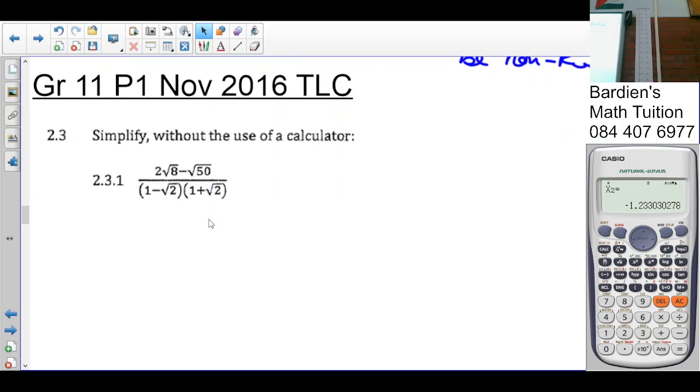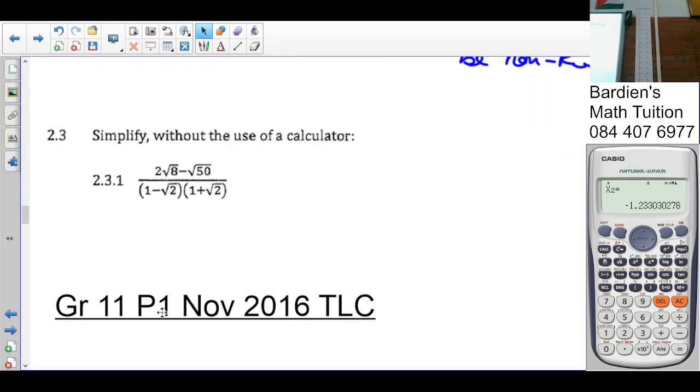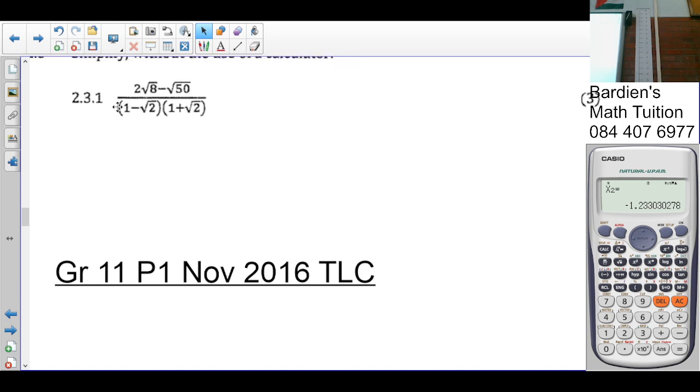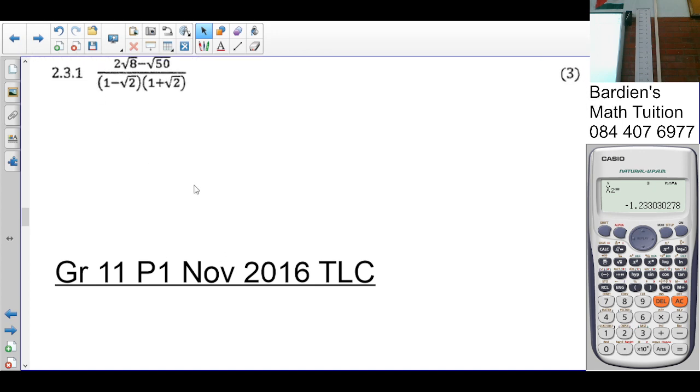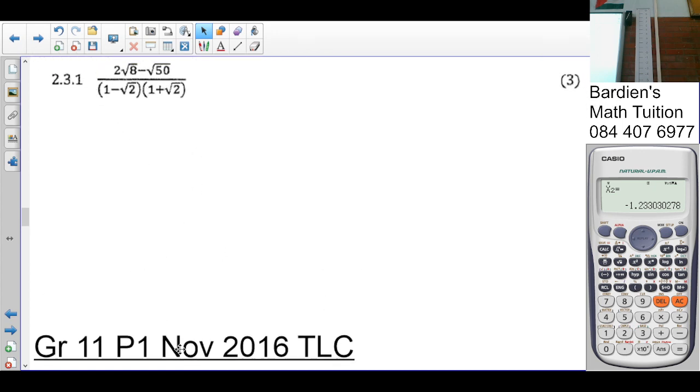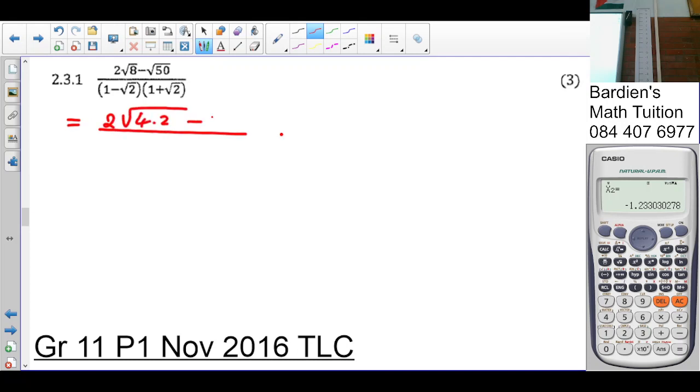The next question is 2.3. Question 2.3 says simplify without the use of a calculator. So I know most of you use a calculator anyway. You will be penalized. So what we do is we need you to do the following. 8 can be written as 4 times 2. The 50 can be written as 25 times 2. We write the biggest perfect square that can be divided into those numbers.